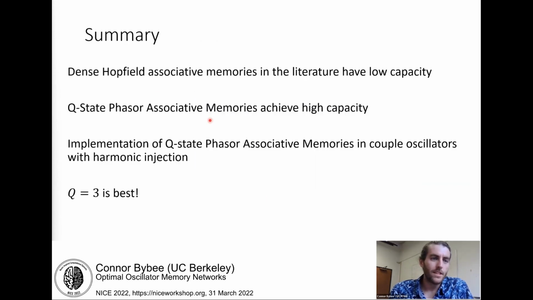In summary, dense Hopfield associative memories in the literature have low capacity. Here we've shown that Q-state phasor associative memories achieve a higher capacity, and that these Q-state associative memories can be implemented in coupled oscillators with harmonic injection. And again, Q equals 3 is best.